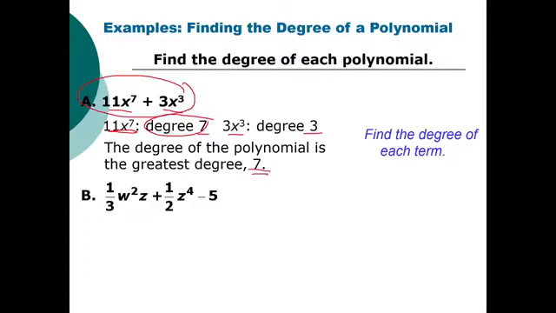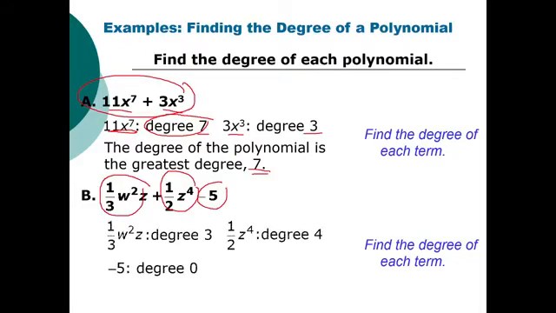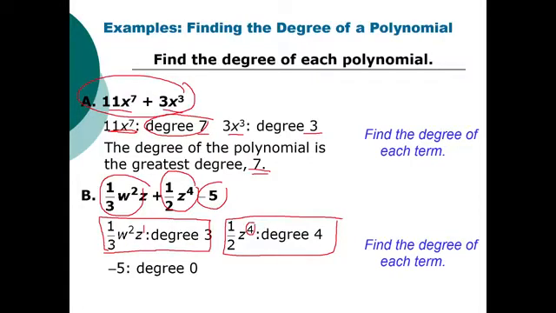Example letter B. Find the degree of each term. What's the degree of this, and this? I'm going to show you the degrees now. The degree of the first term is 3. The degree of the second term, how did you get 3, by the way? That's 2 plus 1. The degree of the second term is simply 4.